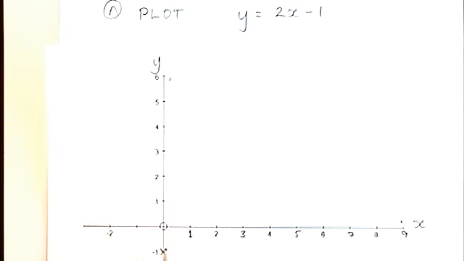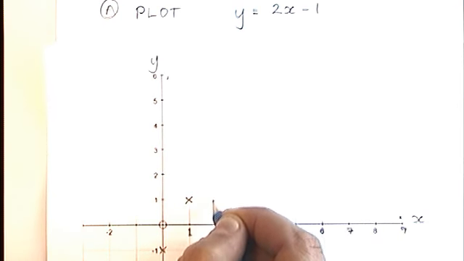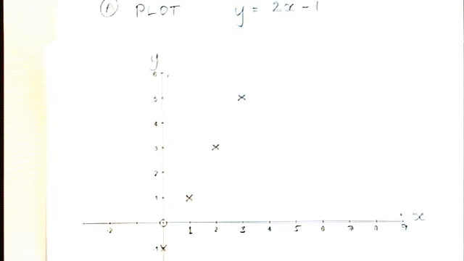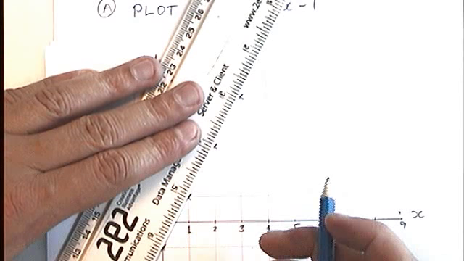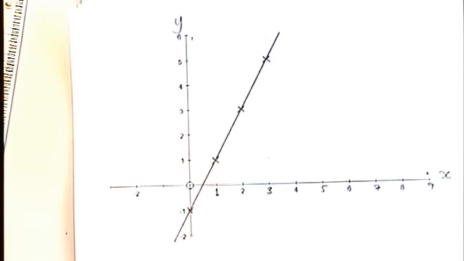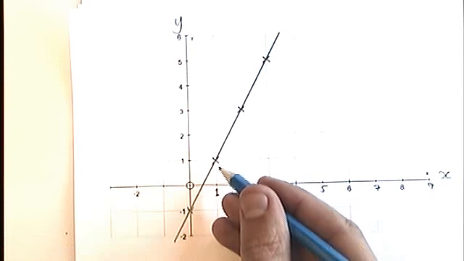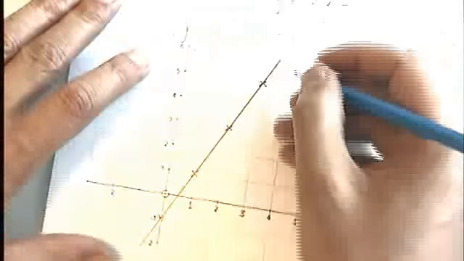Now the fact that the gradient is 2 means that every unit along, I go up by 2 units. 1 unit along, 2 units up. 1 unit along, 2 units up. Then I'm going to take my ruler and draw a straight line through those. And that's basically it. You found the intercept, you started there, and then you used the gradient to go up by 2 every time. Let's label that one y equals 2x minus 1.